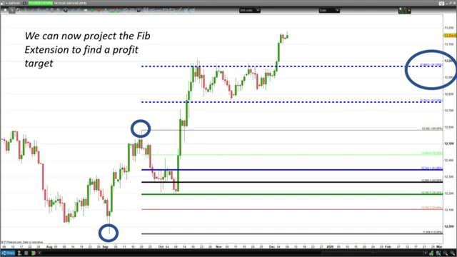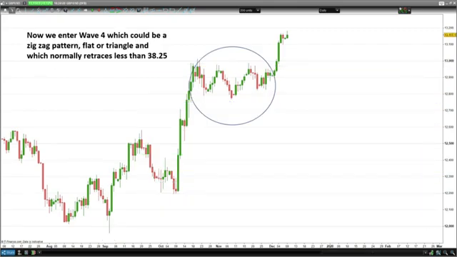But remember the rules. Wave 3 cannot be the smallest wave. It's not always the biggest wave, but the probabilities are that we're going into wave 3 and it's going to be a big wave. So 1618 is the target here, but the wave is not over yet. So now we get into the maturing phase here.